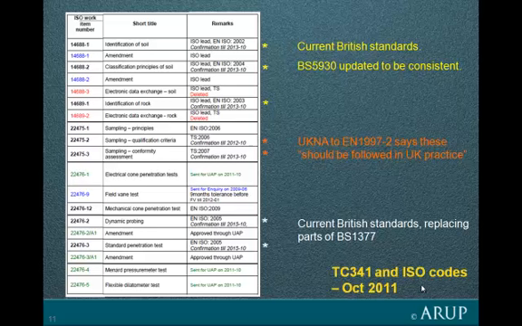EN ISO 22476 has a lot of sections dealing with individual types of soil testing, and some of those are already current British standards, replacing parts of BS 1377 which have been withdrawn. So, for example, the existing BS 1377 on the standard penetration test is now withdrawn.